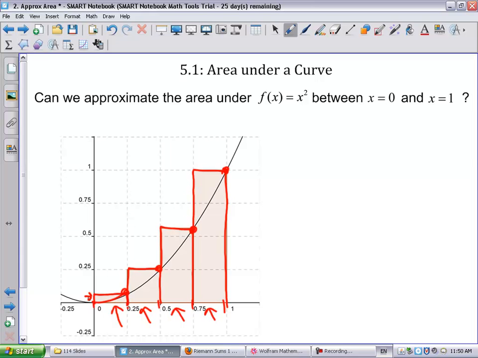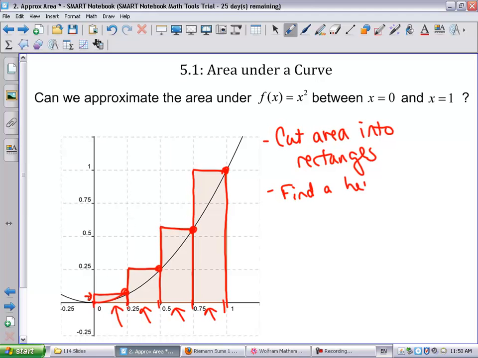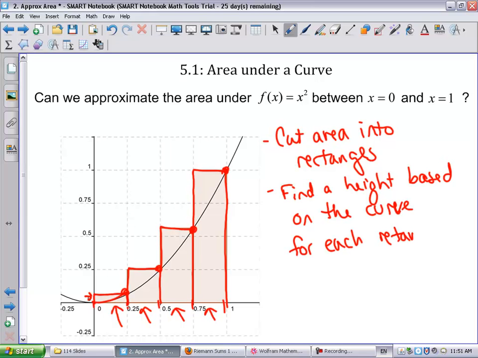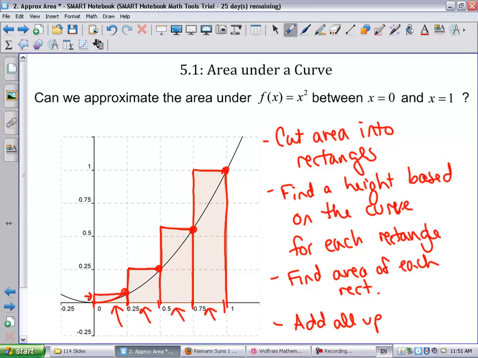So what did I just say? I said, cut your area into rectangles, find height based on the curve for each rectangle. Find the area of each rectangle. And then add them all up. All right, so that's what we're going to be doing. That's the method that we're going to use.